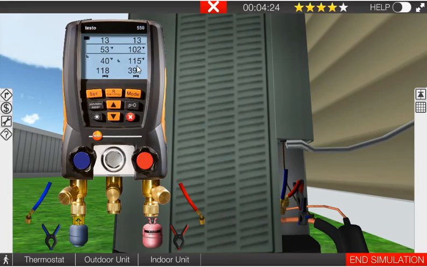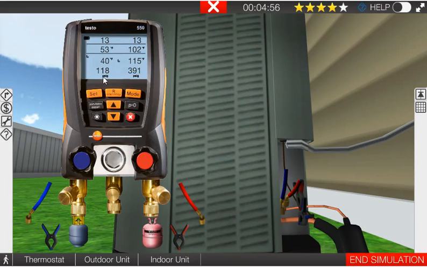115 degrees Fahrenheit on the discharge line, it was 108. It's now 102 degrees Fahrenheit on the suction line, it was 103, and we have now 13 degrees of subcooling, which is a much better subcooling number than the 5 degrees. So now our subcooling is good. And look at what happens to our low side pressure. The low side pressure went from 97 to 118 PSIG, and from 30 degrees Fahrenheit to 40 degrees Fahrenheit.